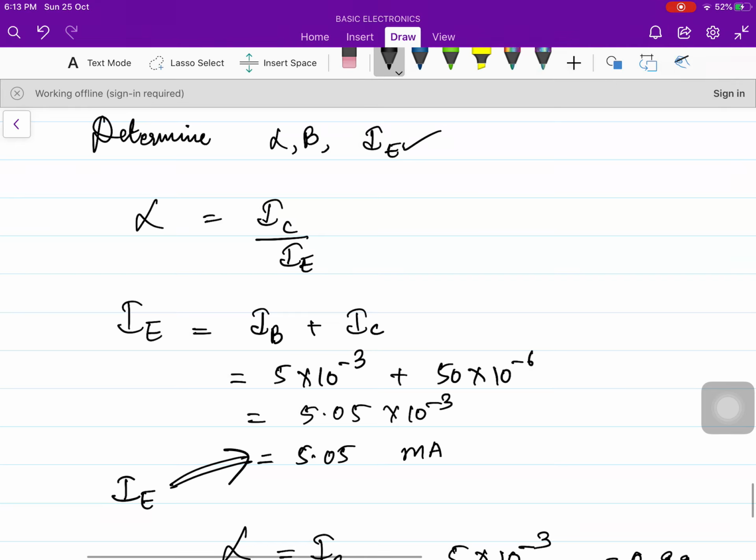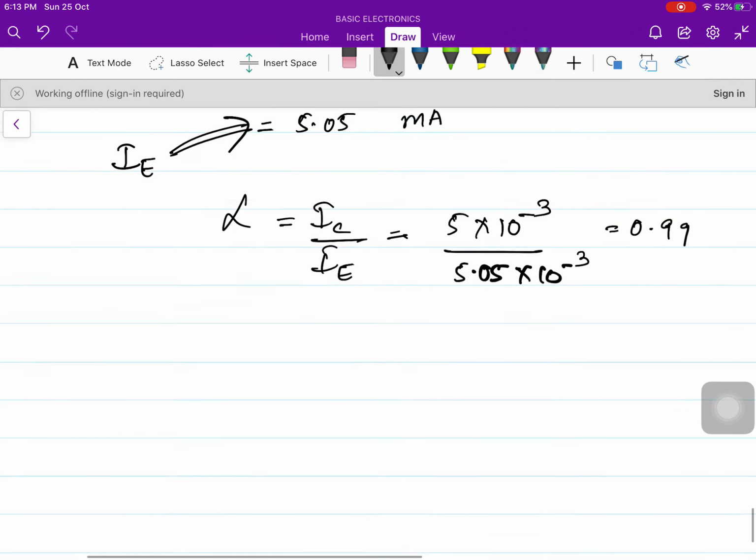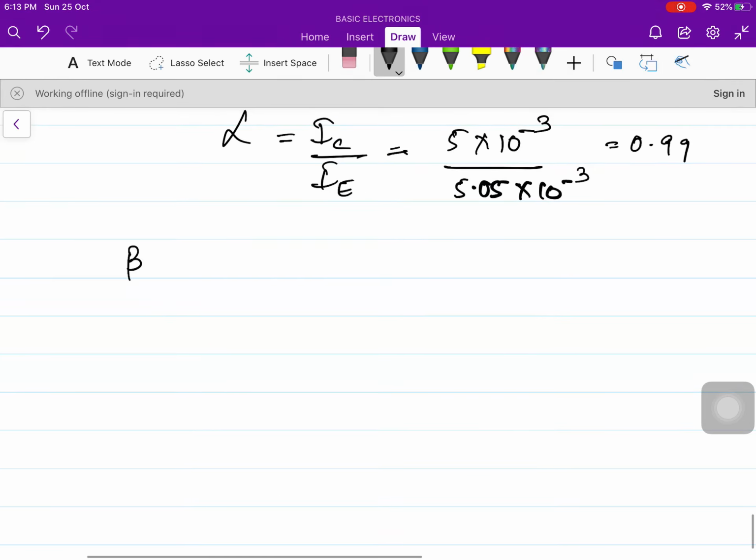Now you need to calculate beta. So one thing is done, alpha is done. Now you need to calculate beta. Simply apply the relationship between beta and alpha, that is beta equals alpha upon 1 minus alpha. Alright, so you will get 100 from here.